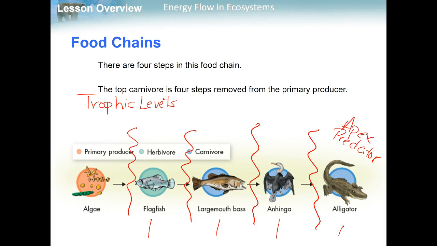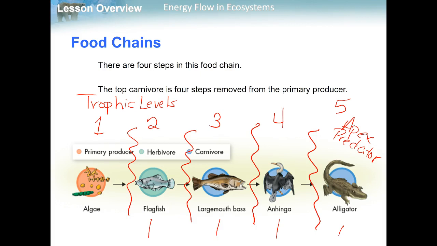Okay, primary producers is going to be the first trophic level. The herbivore is going to be the second trophic level. The largemouth bass is going to be the third trophic level. The onaga is going to be the 4th trophic level, and then the alligator is going to be the 5th trophic level.